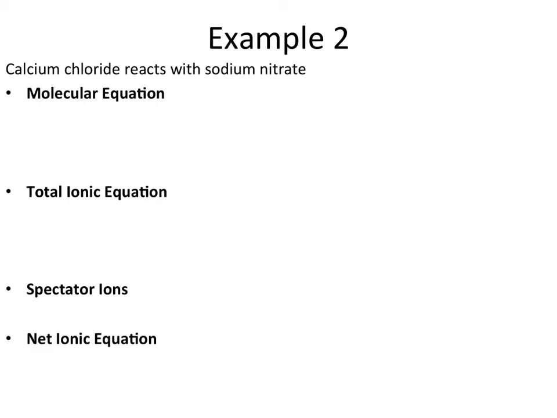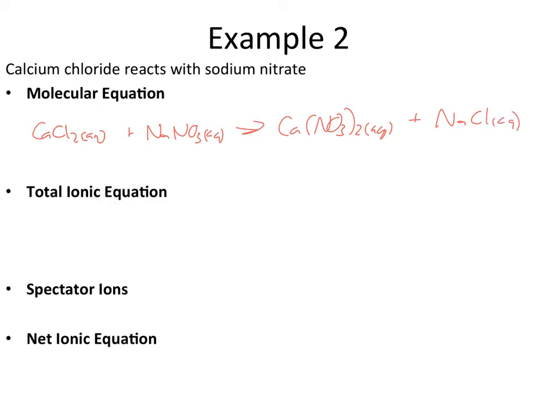Here we have calcium chloride reacts with sodium nitrate. The first thing to do is form our molecular equation. I'm not going to go through the whole process; you should be able to know how to do this so far. So we're going to get CaCl2 aqueous, plus sodium nitrate, NaNO3 aqueous. That reacts to form, since it's a double displacement, Ca(NO3)2, and if you look at the solubility table, it's going to be aqueous, plus NaCl, and that is going to be aqueous. We just need to balance. We have 2 there, we have 2 there, and now we're balanced.